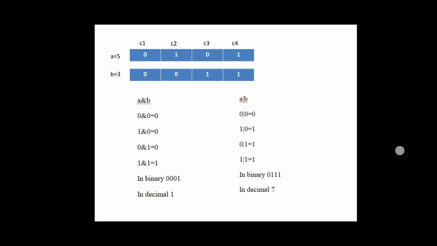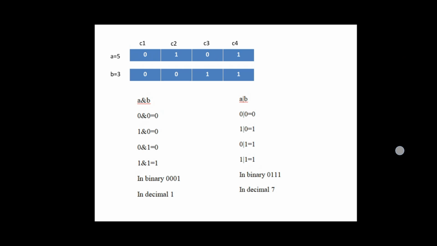Now, we take A bitwise AND B. Bitwise operators operate at the bit level. That means column 1 of A is bitwise ANDed with column 1 of B. Same way for column 2, column 3, and column 4. Now, 0 bitwise AND 0 gives 0. 1 bitwise AND 0 gives 0. 0 bitwise AND 1 gives 0. 1 bitwise AND 1 gives 1. So in binary, the result is 0001 and its decimal value is 1.